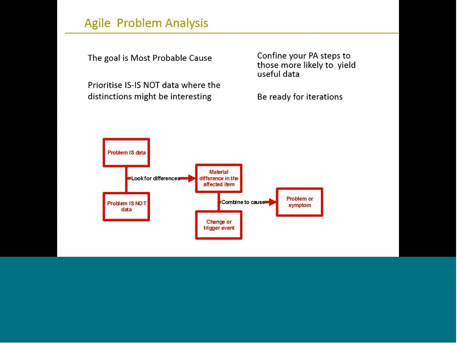Look quickly for differences. Is there a material difference in the affected item? And can we imagine or find a change or trigger event that could combine to cause this problem or symptom? And there's a possible cause. And we check that out. And if it's that, we've done well. We've done this really quickly, in a couple of minutes maybe. And if it's not that, we go back and look for other is and is not information.